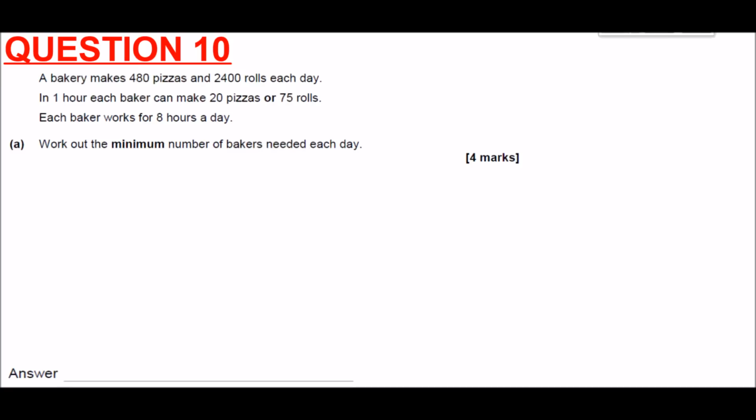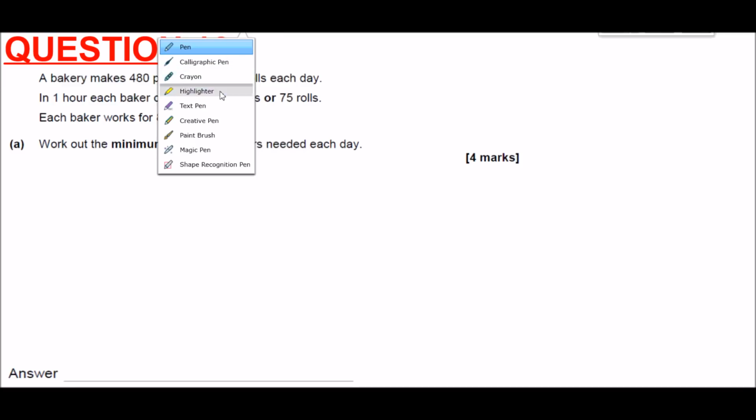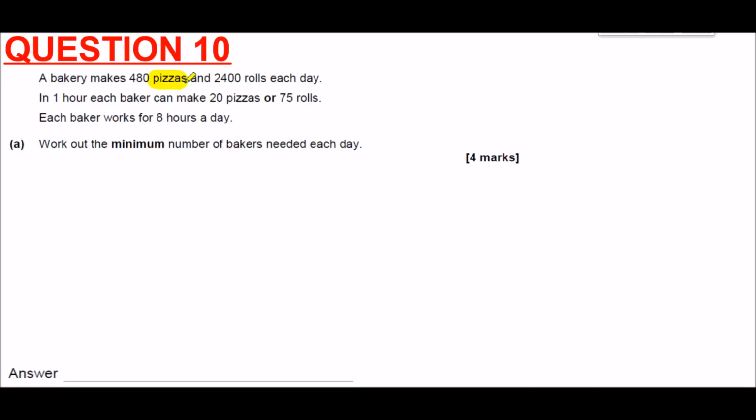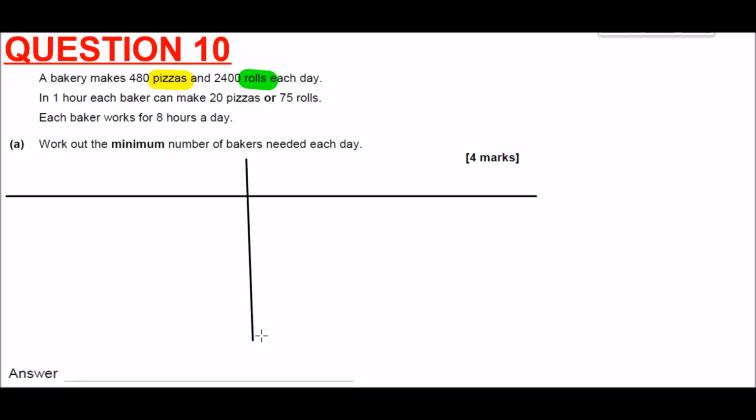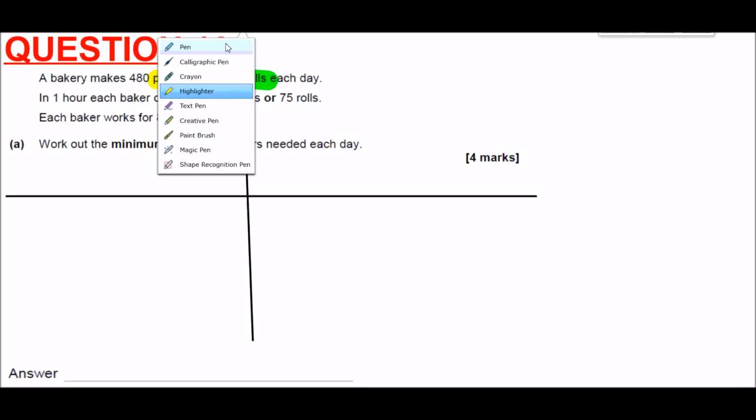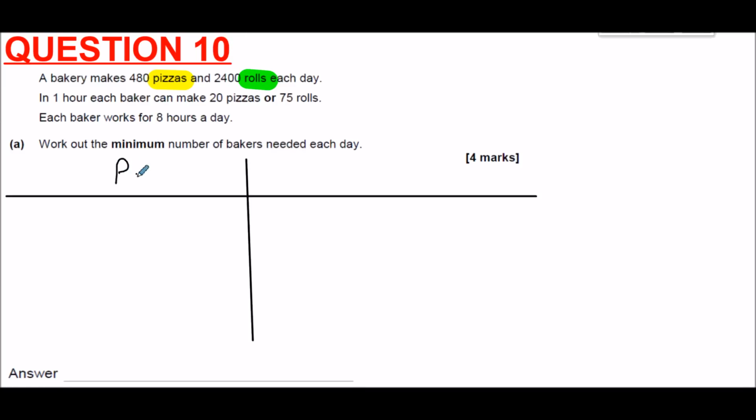What I suggest we do is be systematic and just divide up our thinking into the 2 main things. So we're talking about pizzas on one hand, on the other side we're talking about rolls. So let's just think about it in terms of pizzas and rolls. So, after we've done that, we can then consider how many bakers are needed for each pizzas and rolls.